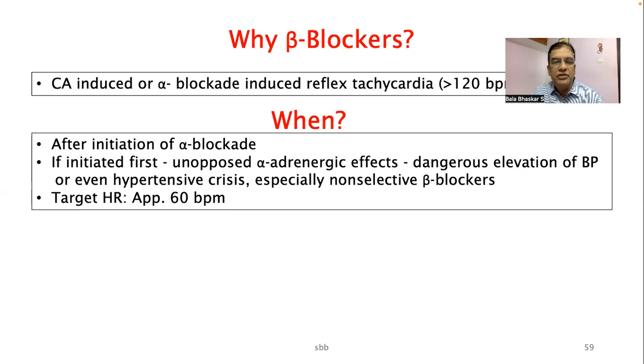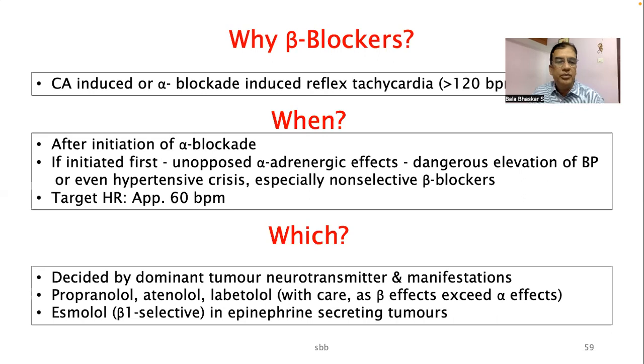It should be started only after initiation of alpha blockade, because if you initiate beta blockade therapy before the alpha blocker, there could be a dangerous elevation of blood pressure or even hypertensive crisis, because there will be unopposed alpha-adrenergic effects. The target heart rate is about 60 beats per minute. Which drug? We can use any of the drugs, especially propranolol, atenolol, labetalol. Esmolol can be used if it is epinephrine-secreting tumors. So normally in practice, we have propranolol and atenolol being used for the patient.